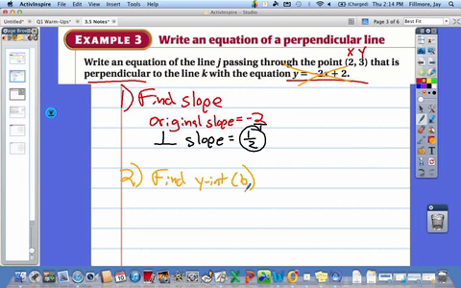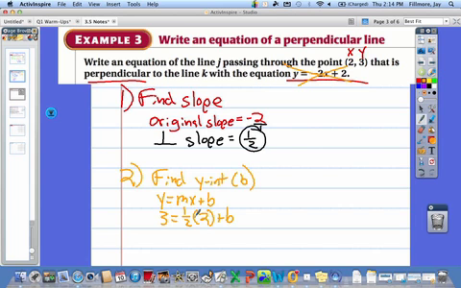And we plug in our point and our slope. We have a point, x comma y, which is x is 2 and y is 3. So in my slope-intercept form, my y is 3, my new perpendicular slope is 1/2, my x is 2, and then I can solve for b.